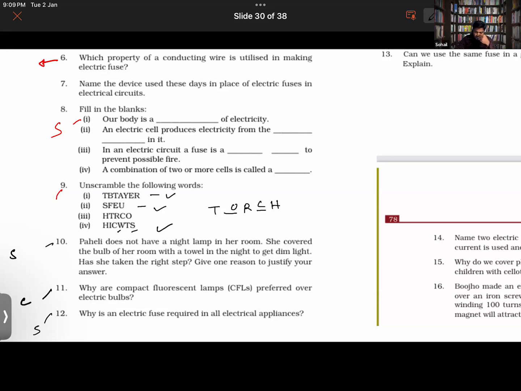Oh, okay, sir. And they have a longer lifespan than electric bulbs. Exactly. Also, it will not be producing any amount of heat. That is also a thing. I heard that they are also eco-friendly. They produce less greenhouse gases.